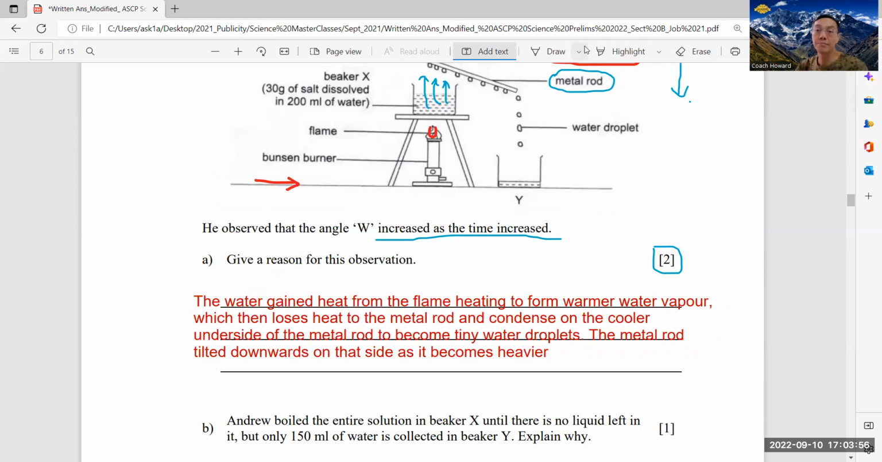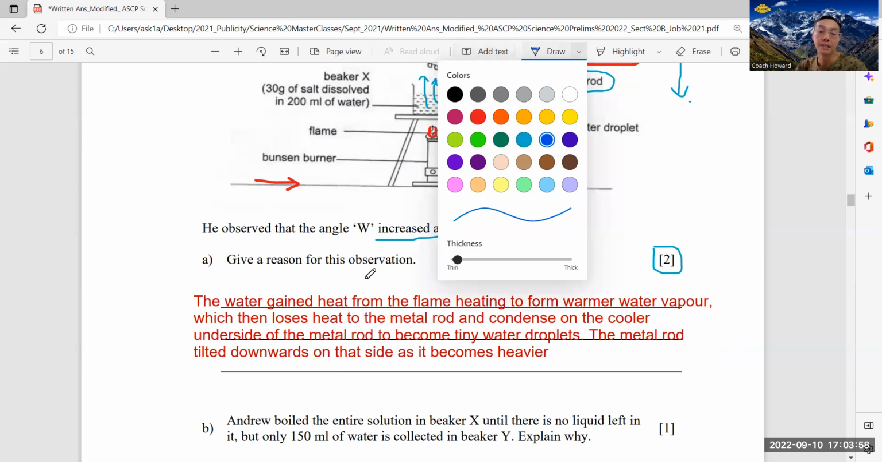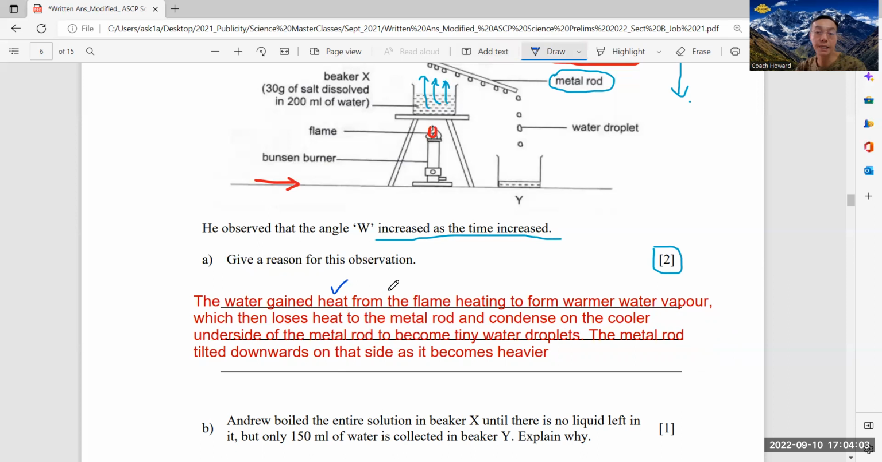So how does the examiner mark? Number one, they check whether the student put this word, the water gains heat from what? From the flame. And then forms what? Warmer water vapor. So these are the things the examiner looks for. After warmer water vapor, you must indicate loses heat to which one? To the metal rod. Loses heat to the metal rod and condenses to form what? Condenses to form tiny water droplets.